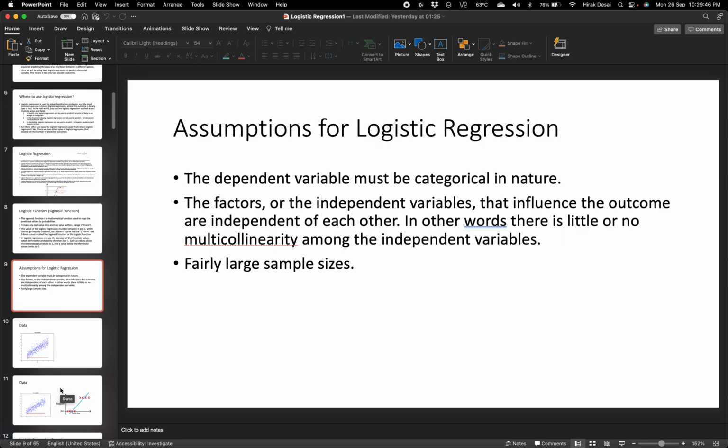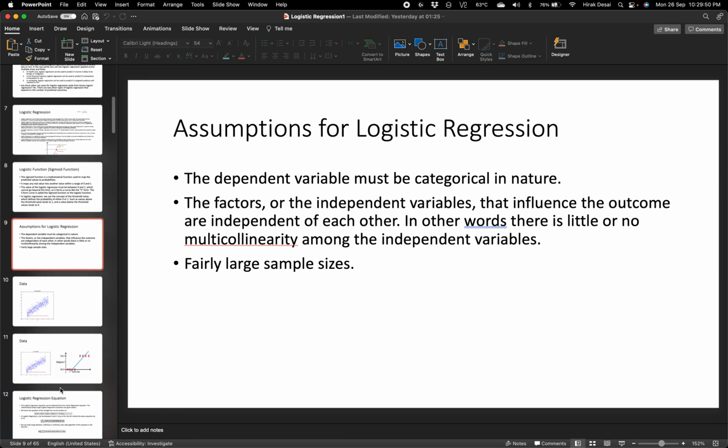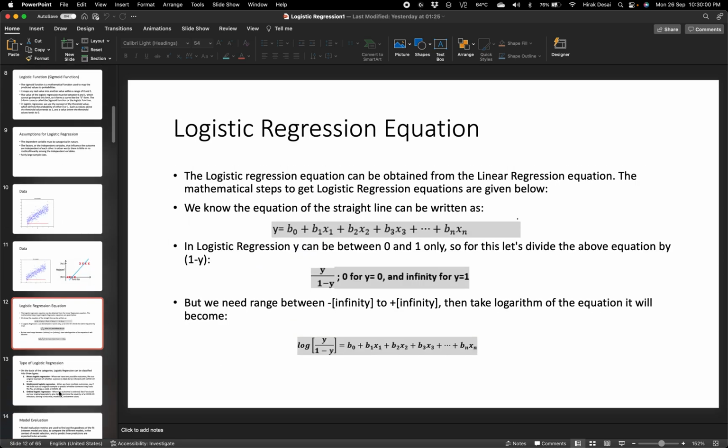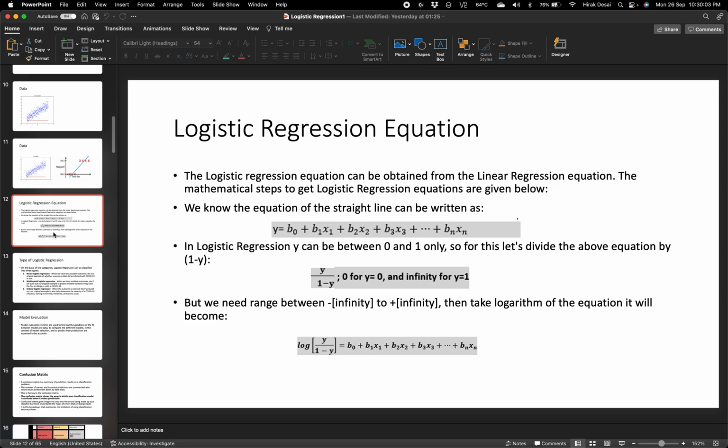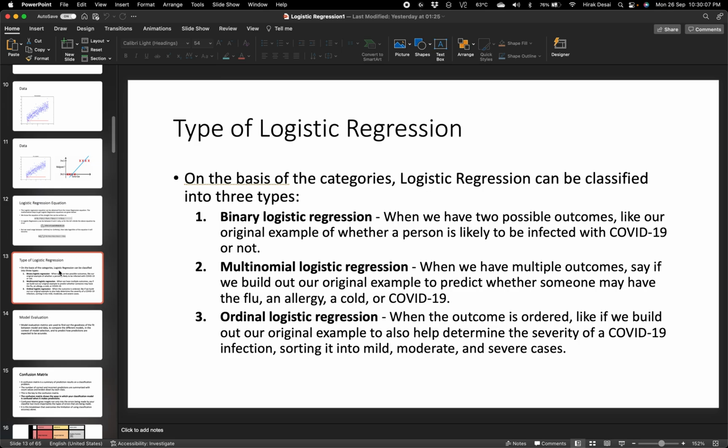Assumptions for logistic regression: the output is categorical in nature, there is no collinearity between independent variables, and a fairly large data set is required. This is fine. Then there is the equation of logistic regression. We also saw the types of logistic regression: binary, multinomial and ordinal.